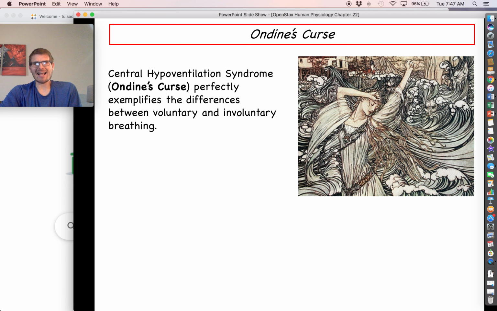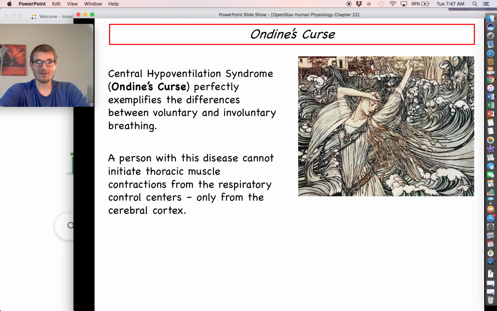So here's an interesting case study to help you understand the difference between your voluntary breathing, where you just up and decide, even if you don't need to, "I'm going to start huffing and puffing because that's what I feel like doing," and your autonomic breathing. The disease we're going to talk about here, central hypoventilation syndrome, more frequently called Ondine's Curse, is really going to help us understand this difference.